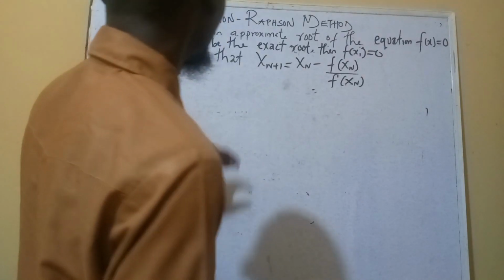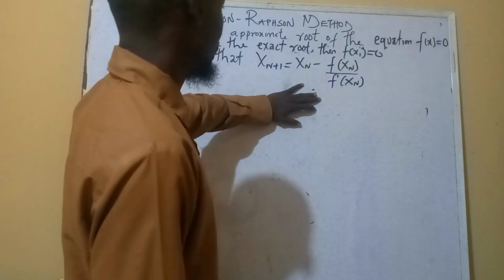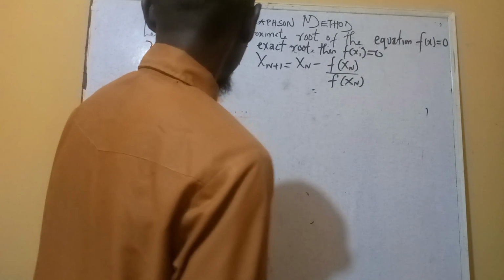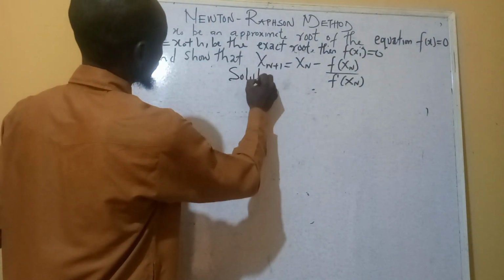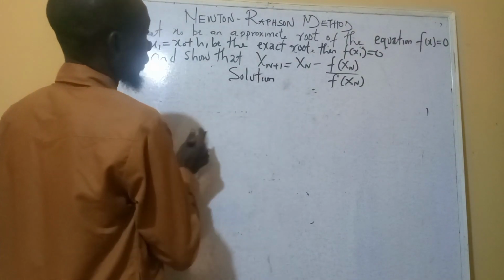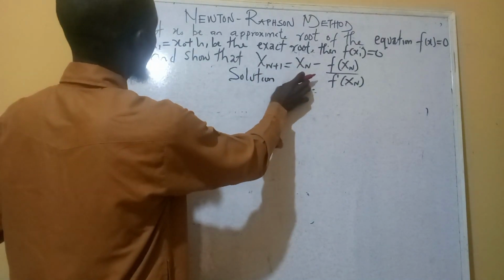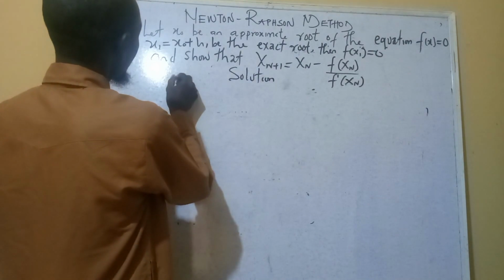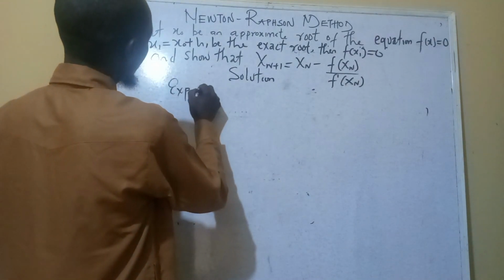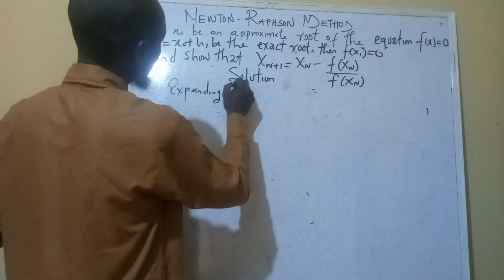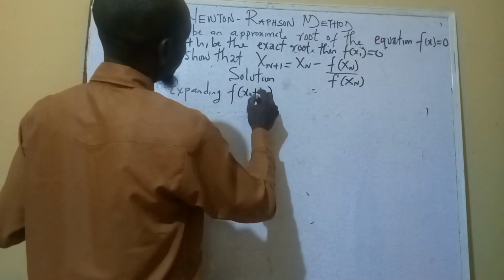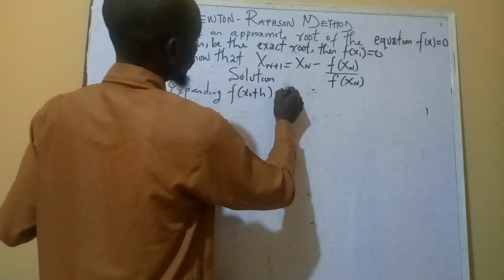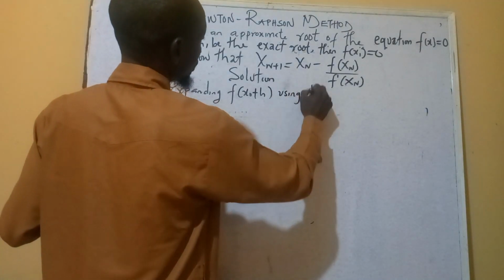Hi everyone, so we want to prove the Newton-Raphson method. Okay, so solution. This is the formula I wanted to prove. Now we can expand f of x naught plus h using Taylor's expansion.